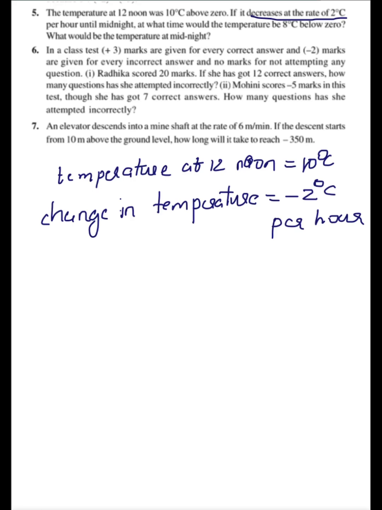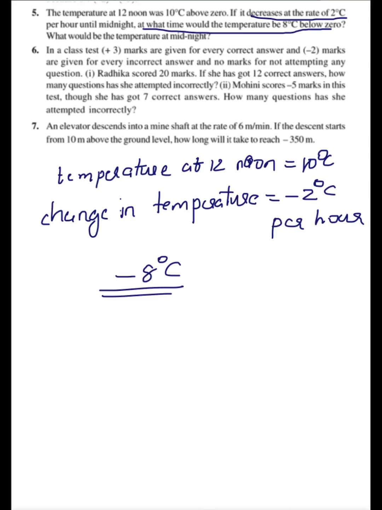Why have I written minus 2 degrees Celsius here? Because it is decreasing, I have put minus 2 degrees Celsius per hour. Now, until midnight it's decreasing, and the question is, at what time would the temperature be 8 degrees Celsius below zero? Below zero means it will be minus 8 degrees Celsius. We have to see at what time the temperature will be minus 8 degrees Celsius.